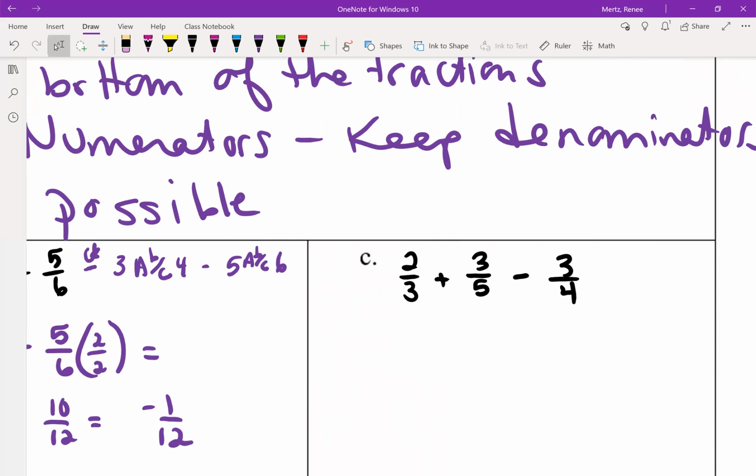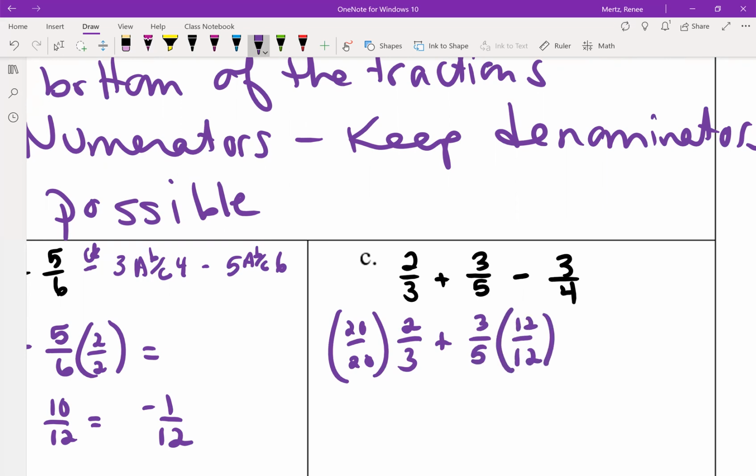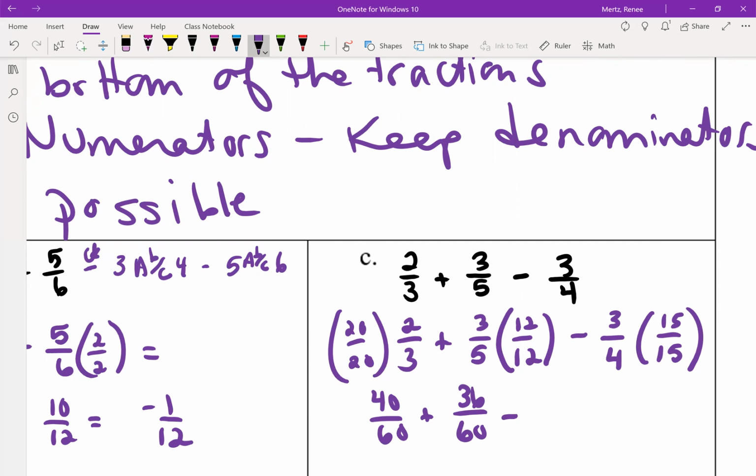So we're going to try to make all of them into a 60. That means that the 3 needs to be multiplied by 5 and 4, which is 20. So we're doing 2/3 times 20 over 20. We're doing 3/5 times 4 times 3, so 12 over 12 to get a 60. And 3/4, so it's multiplied by the 3 and the 5, so that's going to be a 15 over a 15. So we're multiplying, we get 40 over 60 plus 36 over 60 minus 45 over 60.